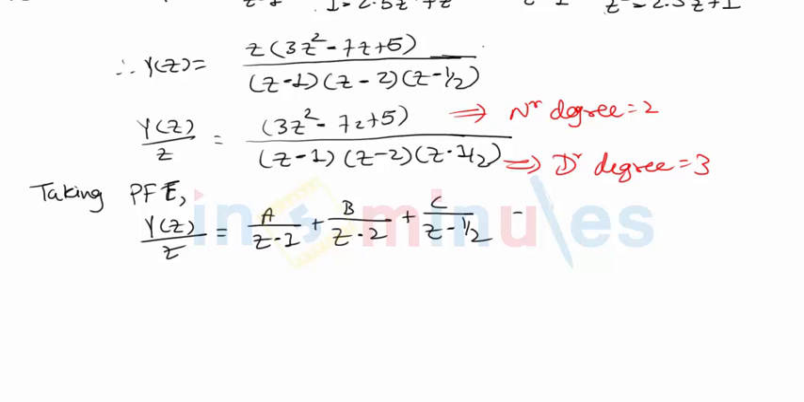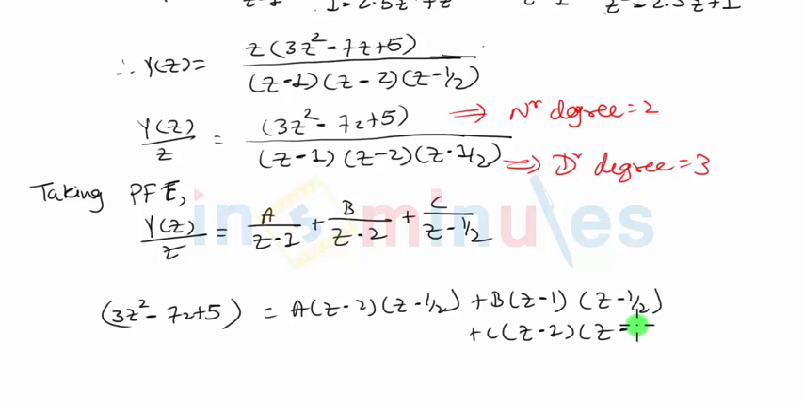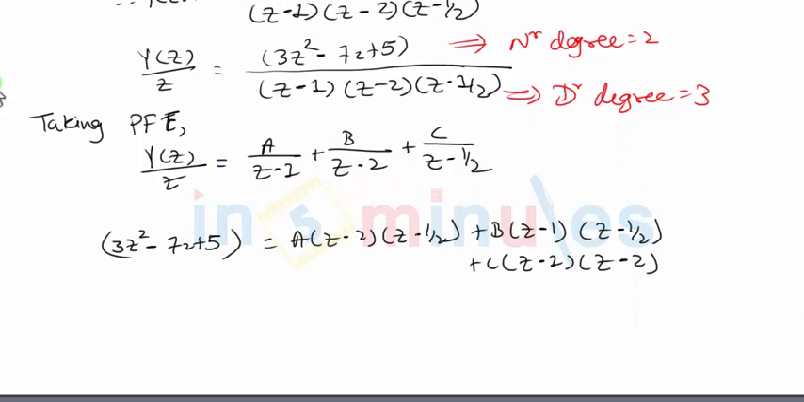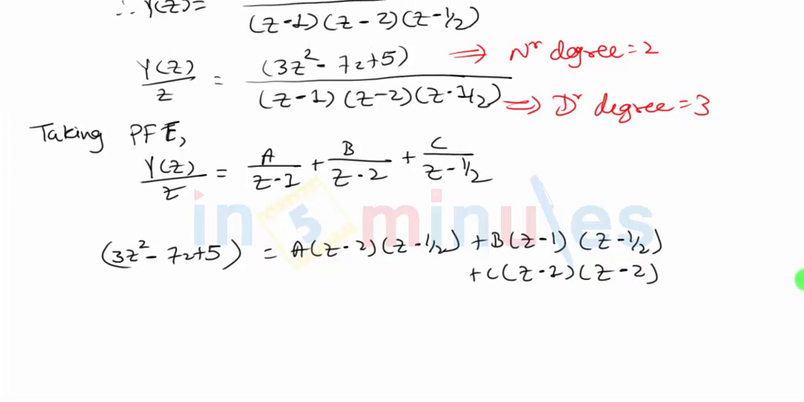So if I just cross multiply, it will give me, and now one by one we can find out the values of a, b, c. So we will put z equal to 1 on both the sides. When z is equal to 1, you get 3 minus 7 plus 5 equal to a into, this will be 1 minus 2 into 1 minus half.